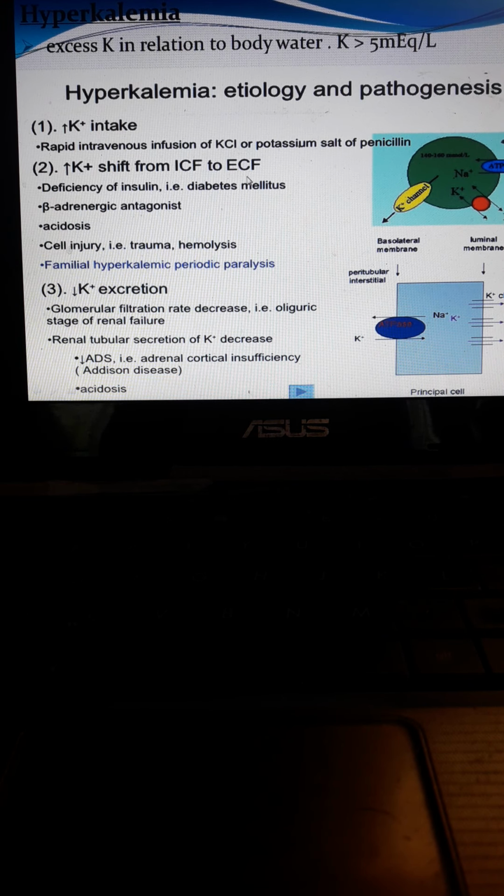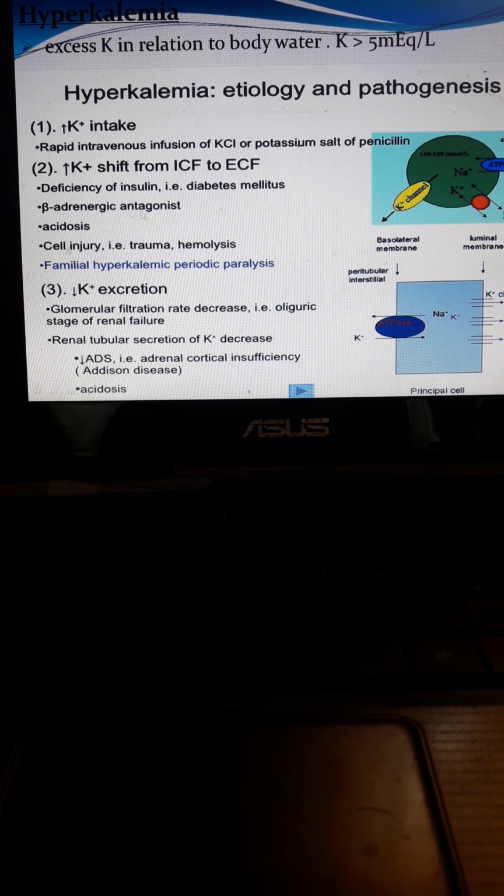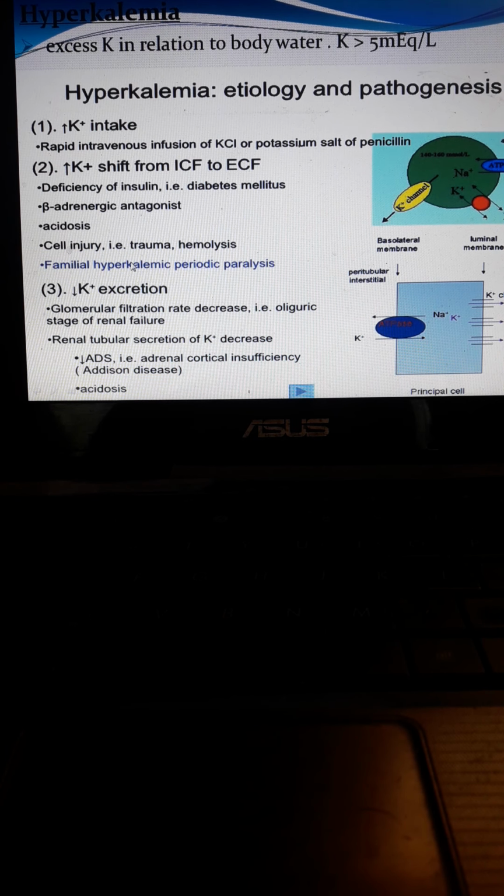Or increased potassium shift from ICF to ECF, from intracellular fluid to extracellular fluid, and deficiency of insulin, so diabetes mellitus, beta-adrenergic antagonist, acidosis, cell injury, familial hyperkalemic periodic paralysis, wherein there is a problem in the muscle, like muscle paralysis, due to the high amount of potassium ion.